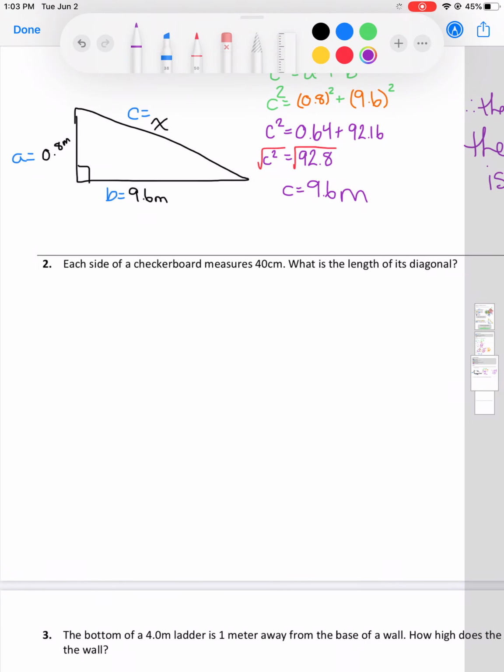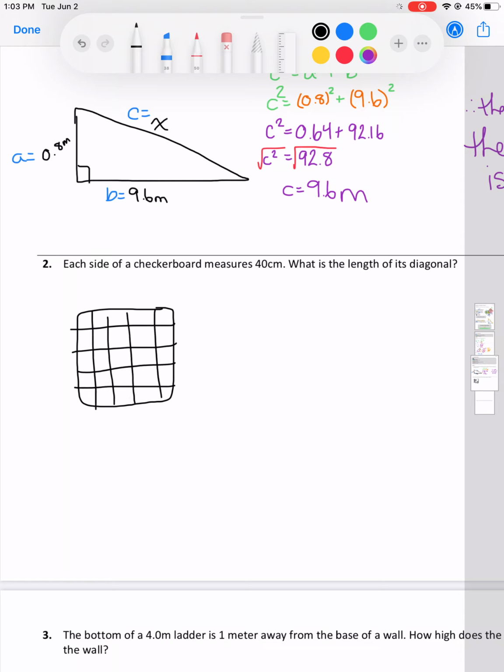Each side of a checkerboard measures 40 centimeters. What is the length of its diagonal? So a checkerboard looks like this, right? You could fill in every other box, and so on and so forth. Each one's 40. It's a 40 by 40. It's a perfect square.